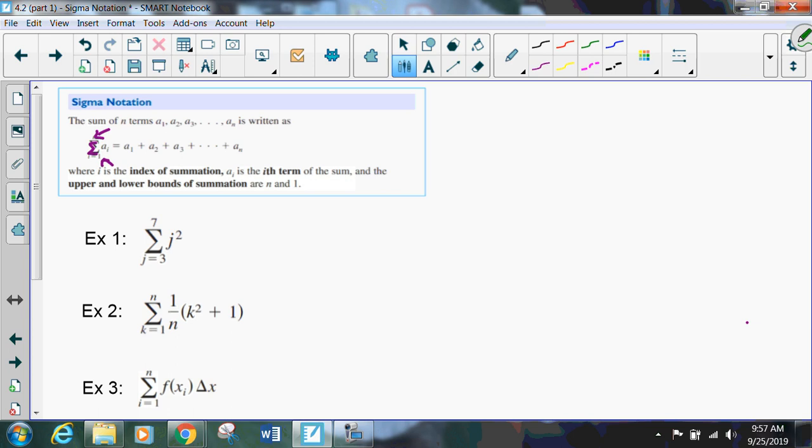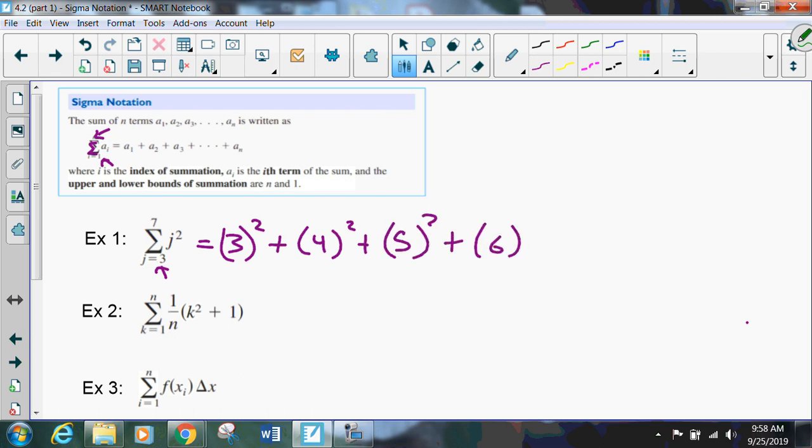So this tells us that our rule for our summation is j squared. So in this case, j is our index of summation. What this says is start with j being 3, so we plug 3 into the rule, and then we could just keep going until we reach our upper bound of 7. So I'm writing out what this summation says, and then you just go ahead and pick up your calculator, or pick up my notes, and I've got that equals 135.